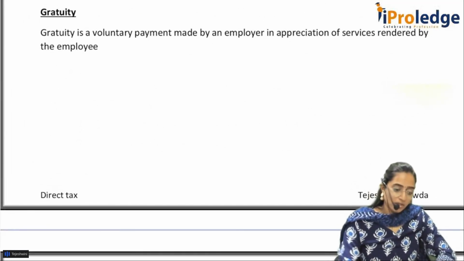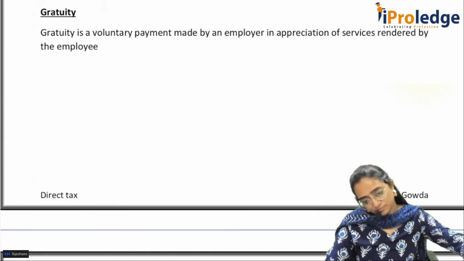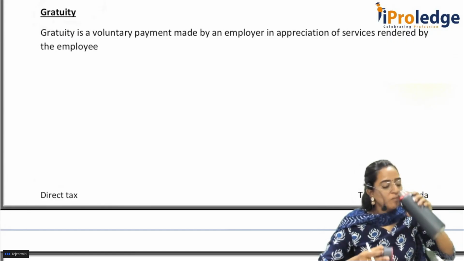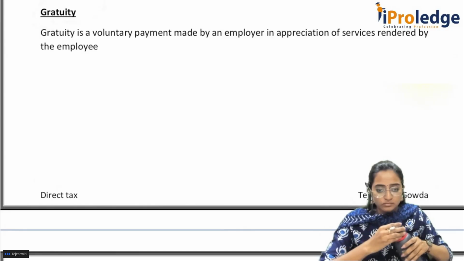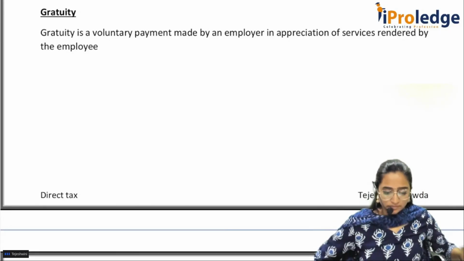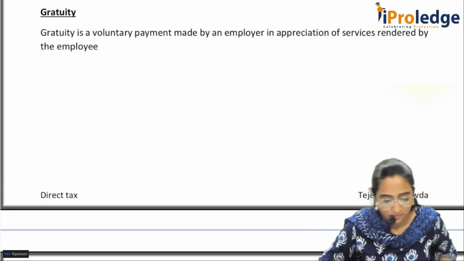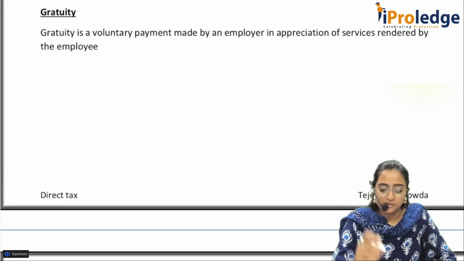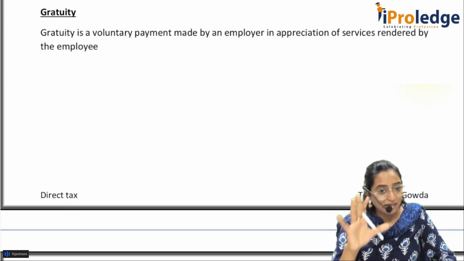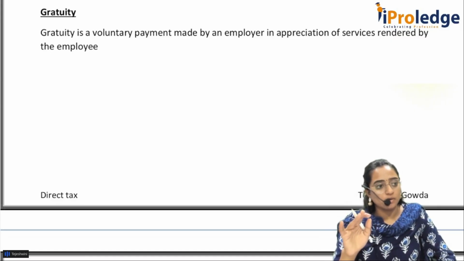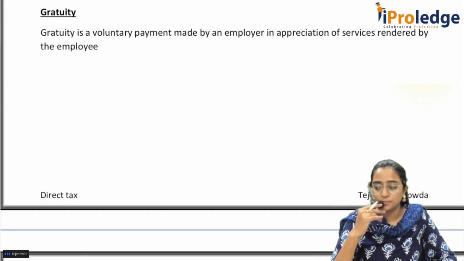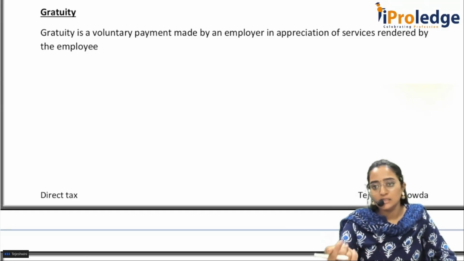So the next concept that comes over here is gratuity. Now, gratuity is a voluntary payment which is made. Basically, gratuity is a retirement benefit, people. You can receive gratuity at two times: during the service or after the service. Pension you can't receive during the service, it is after service only. But gratuity you can receive during the service or after the service also.